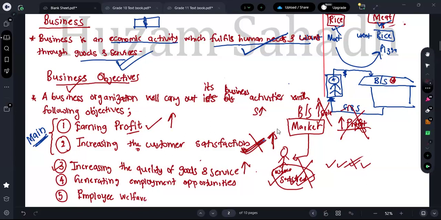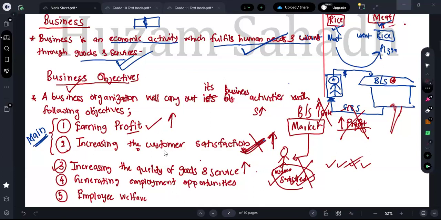Once they have recruited people, they can't just ask them to work for 12, 13, 14 hours per day. The business organization should look after the employees in a proper way, in a good manner. Then only what will happen? Our employees will work the way they should. They will increase their efficiency, our quality and productivity will increase. Then our customers will be satisfied and the business will be able to earn profit.